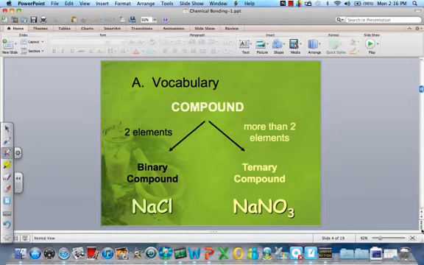Alright, here's some more terms. If we're just talking about a compound, which is two or more elements combined chemically, if it's just two elements by itself, it is a binary compound. Bi meaning two. So NaCl just has two elements in it. And it's not talking about atoms, it's talking about elements. So if I have H2O, even though it's three atoms, it's still going to be two elements, so it's binary. If it's more than two elements, it's ternary. So sodium nitrate has sodium, nitrogen, and oxygen. It has more than two elements in it.